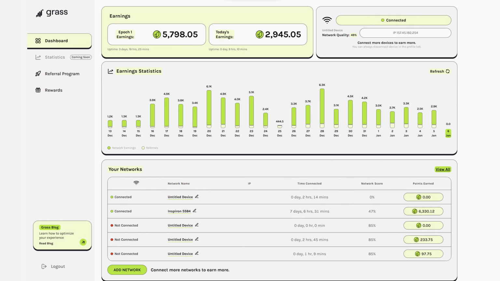Feast your eyes on my earnings snapshot from Grass over the past 2 months. I'm thrilled to be part of this phenomenal passive earning platform. I've been raking in earnings while casually browsing the internet, and guess what? It keeps pouring in even when I step away from my computer or laptop.